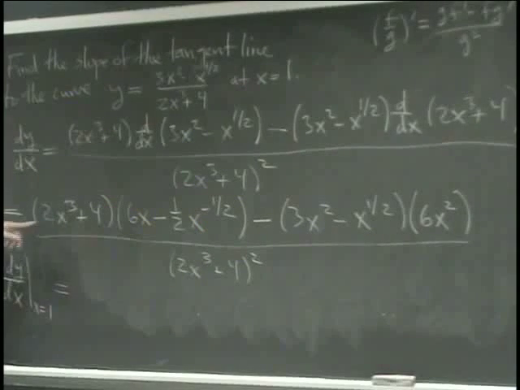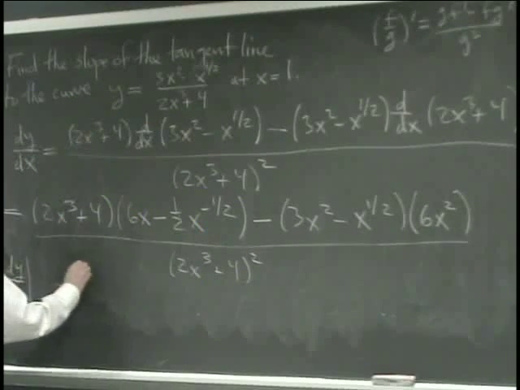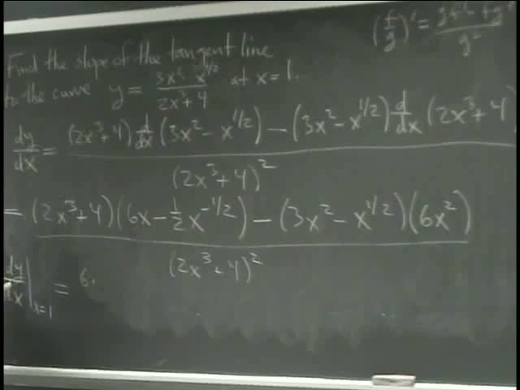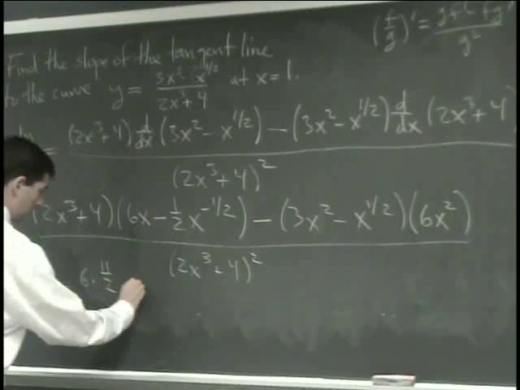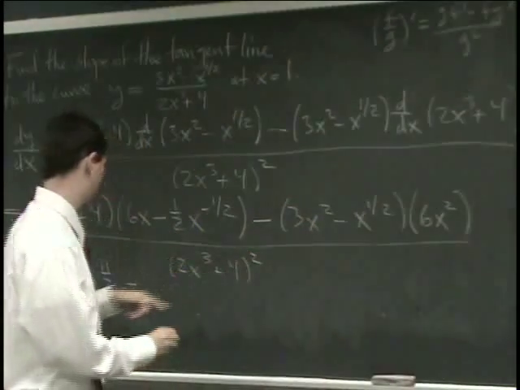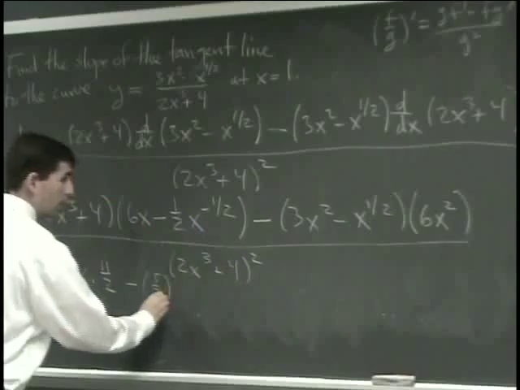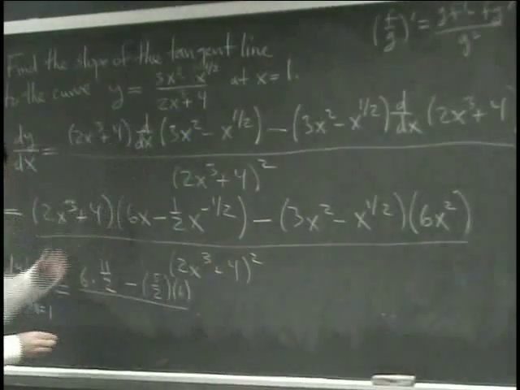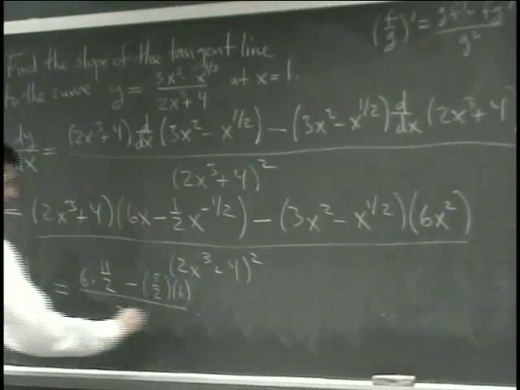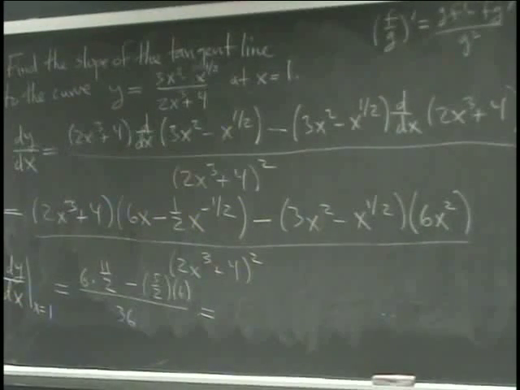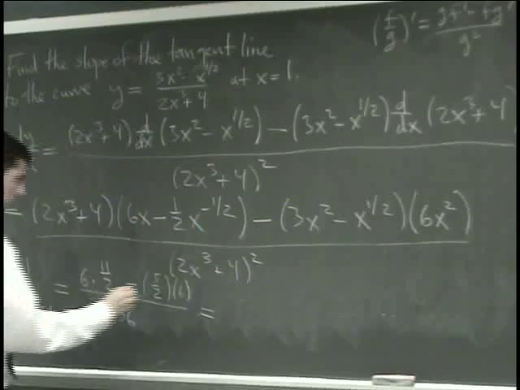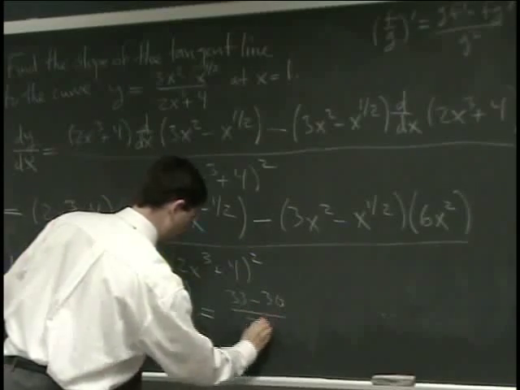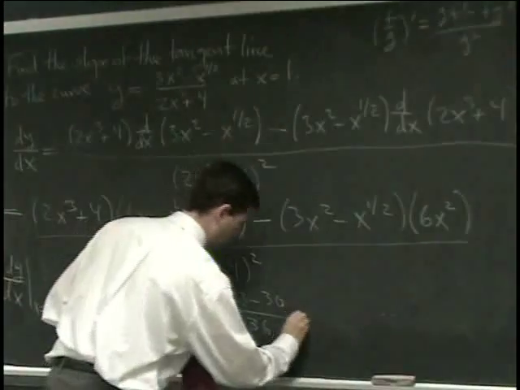What is this equal to? Well, plug 1 in. You get 2 plus 4 is 6. 6 minus a half, which is 5 and a half, which is 11 halves. Minus 3 minus a half, which is 5 halves, times 6, over 2 plus 4 is 6, squared is 36. Well, this I will simplify, because I hate to leave numbers unsimplified. Let's see, those cancel, you get 3, so you get 33 minus 30 over 36. Which is 3 over 36, which is 1 over 12.